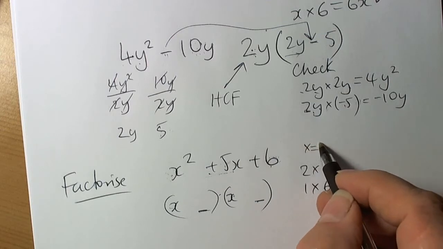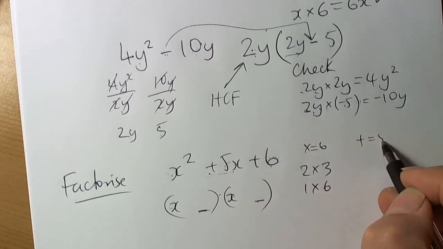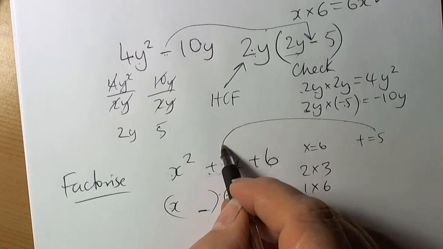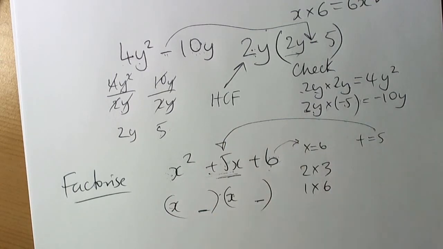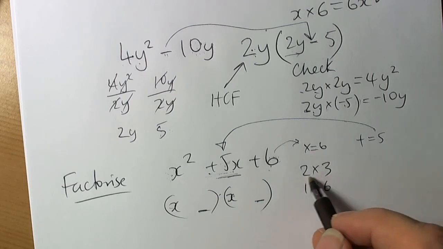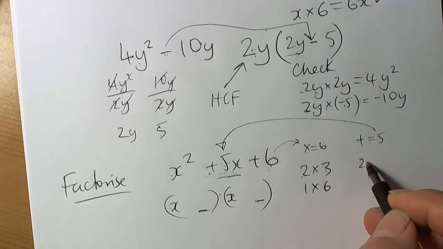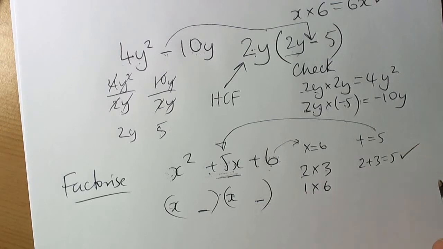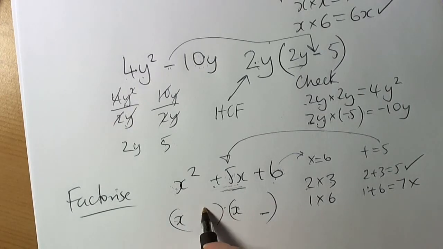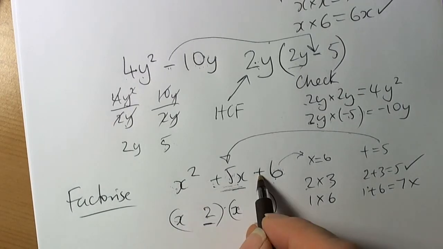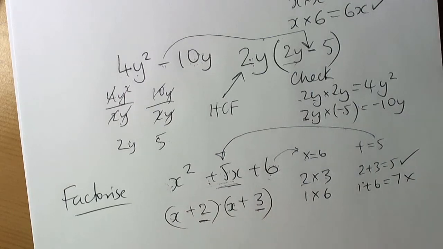So they multiply to give 6, and they add to give 5. So the 5 is the number of x's in the middle, and the 6 was the constant at the end. So what multiplies to give me 6? 2 times 3, add them. Yep, they give me 5. So it's actually that one that's going to work, because 1 plus 6 would be 7, and that doesn't work. So basically we know then that we're going to put a 2 and a 3, all positive, so it's going to be plus and plus.